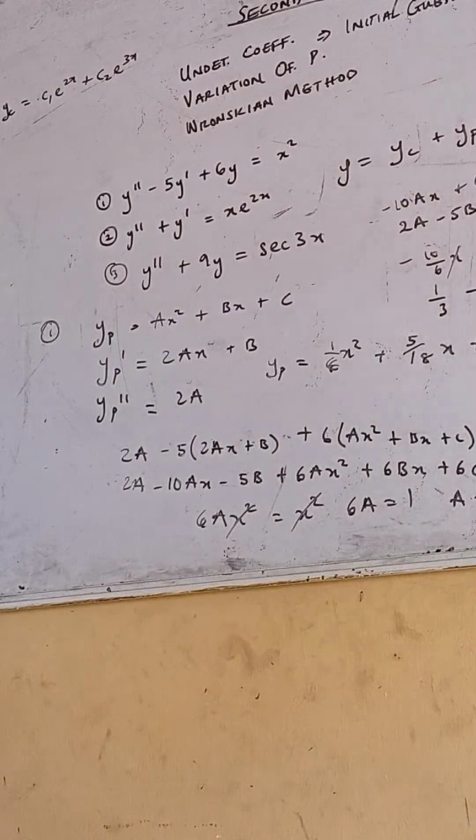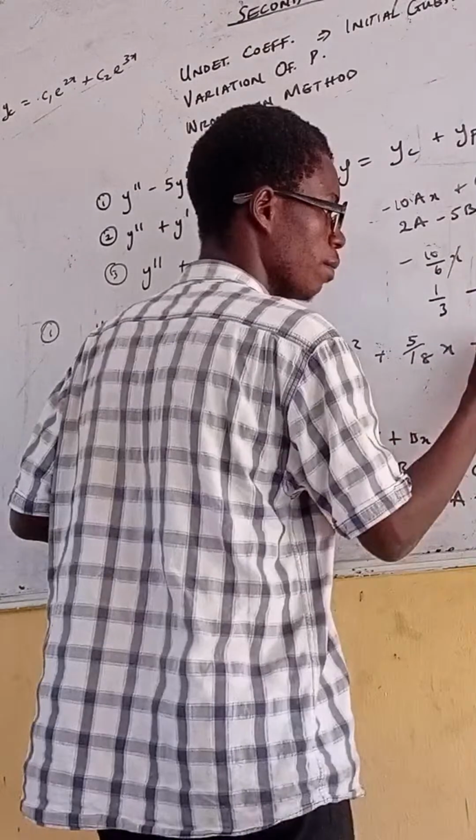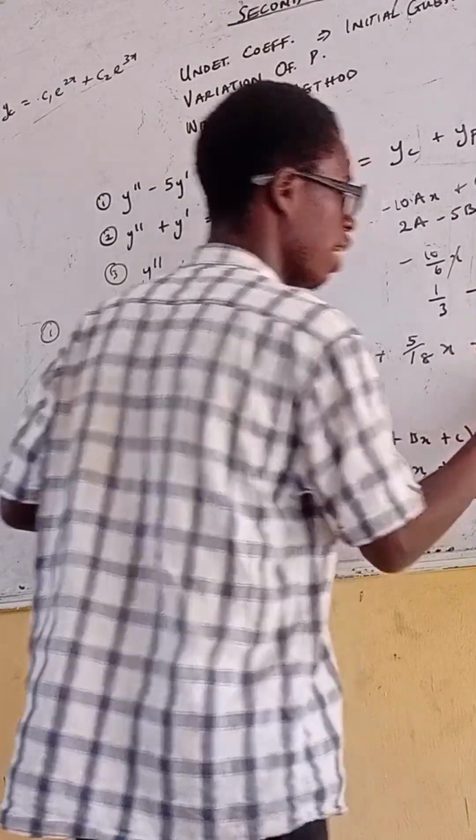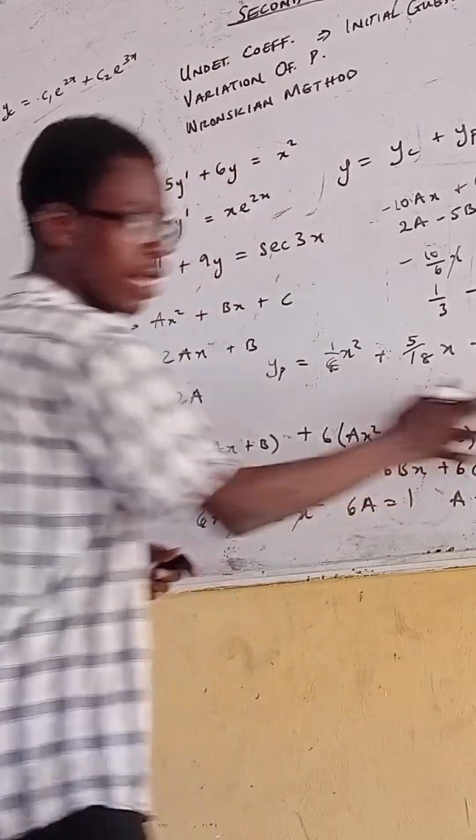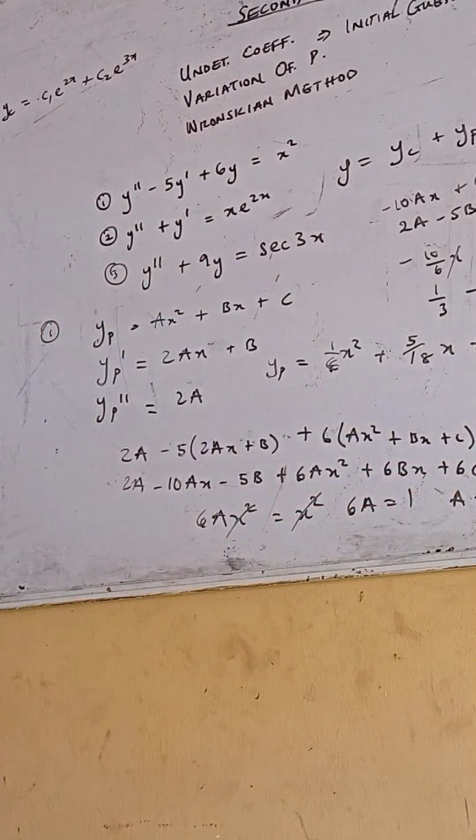No, 9 cannot go in. 19 is a prime number. Plus 19 over 108. And these are our Y particular.